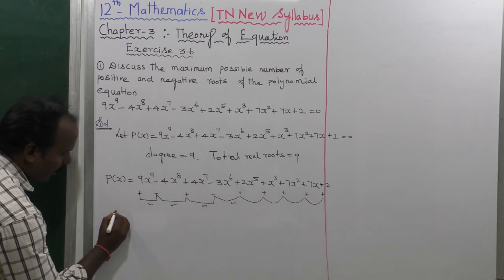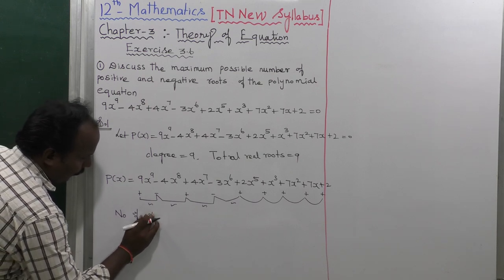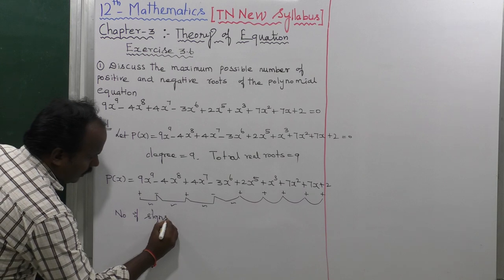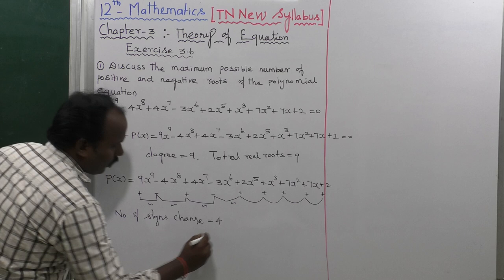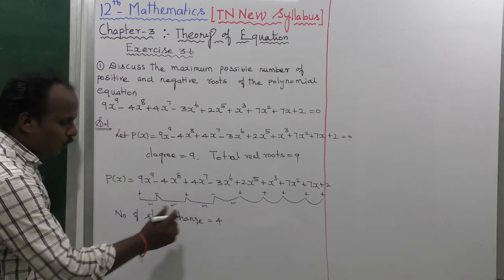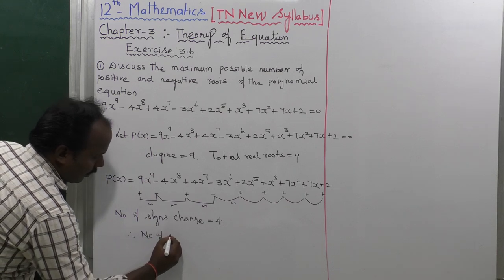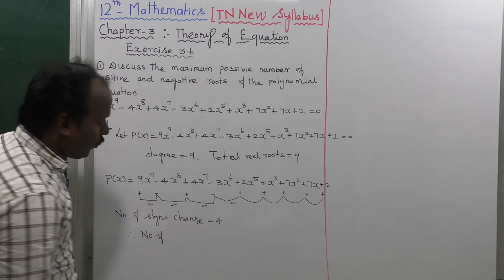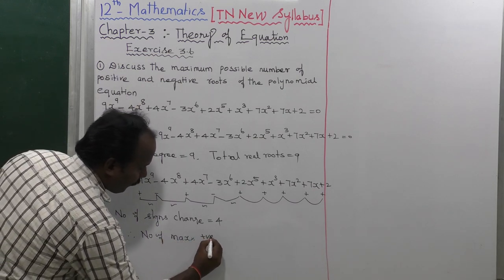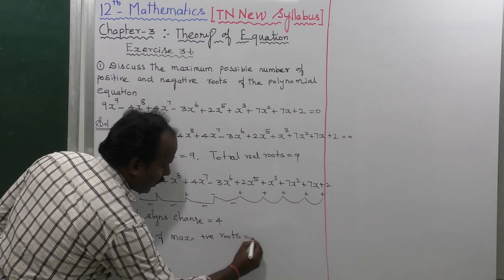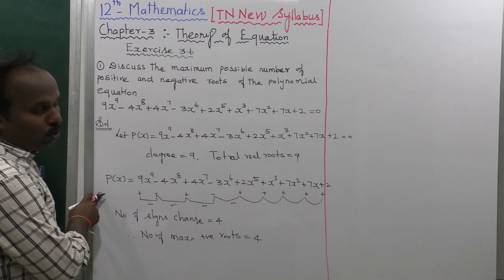Therefore, the number of sign changes is equal to 4. Therefore, the maximum number of positive real roots is equal to 4. The first part is completed. Next, we are going to find the negative roots.